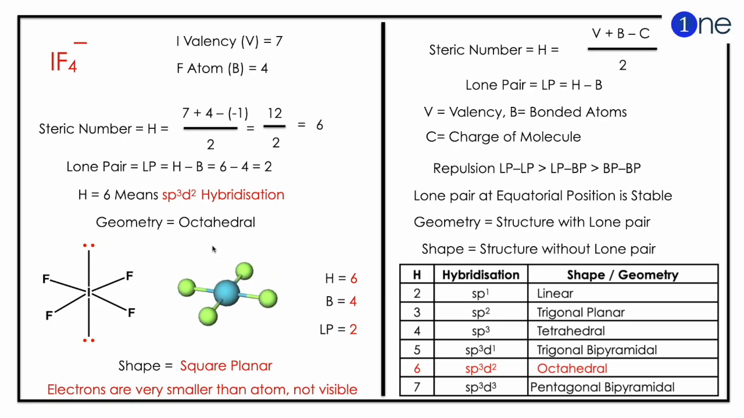Since you have two lone pairs, where will the lone pairs be? Lone pair repulsion is high, so they will always be on the higher angle, so they will be far away. When compared to atoms, electrons are not visible, so the real structure will be square planar.